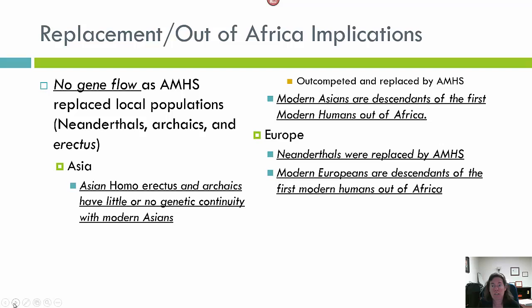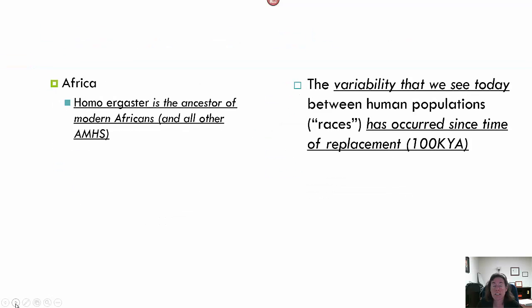This means that modern Asians are descendants of the first modern humans out of Africa. In Europe, what this means is that Neanderthals were replaced by anatomically modern Homo sapiens, and that modern-day Europeans, such as myself, are descendants of the first modern humans out of Africa. In Africa, similarly, Homo ergaster is the ancestor of modern-day Africans and all other anatomically modern Homo sapiens. And modern Africans are the descendants of anatomically modern Homo sapiens in Africa.